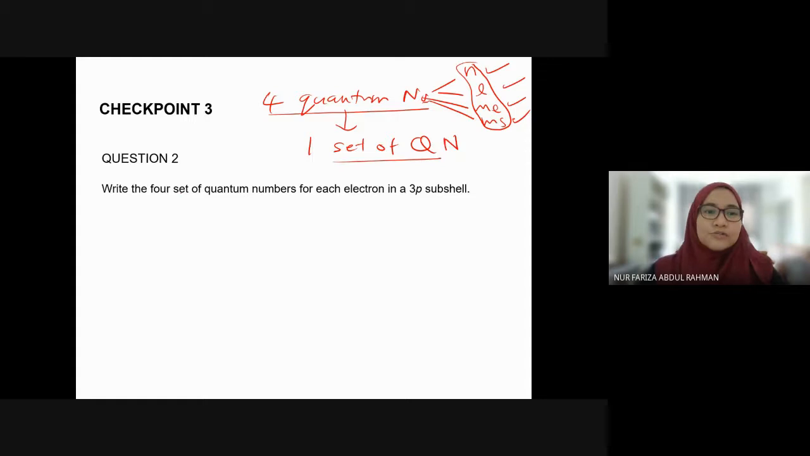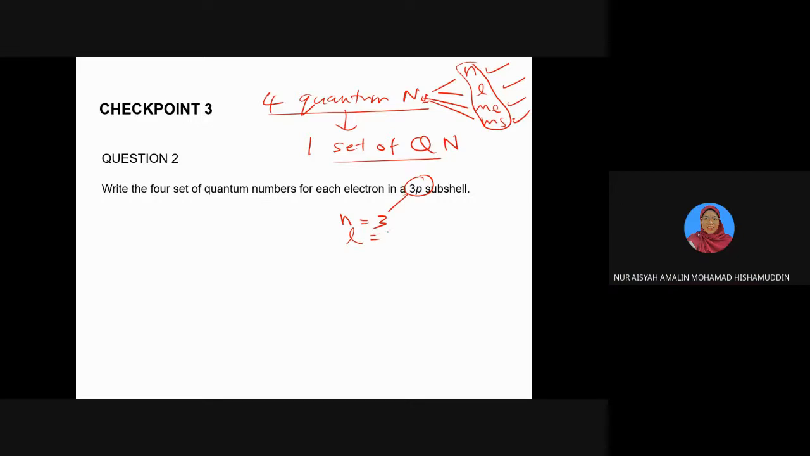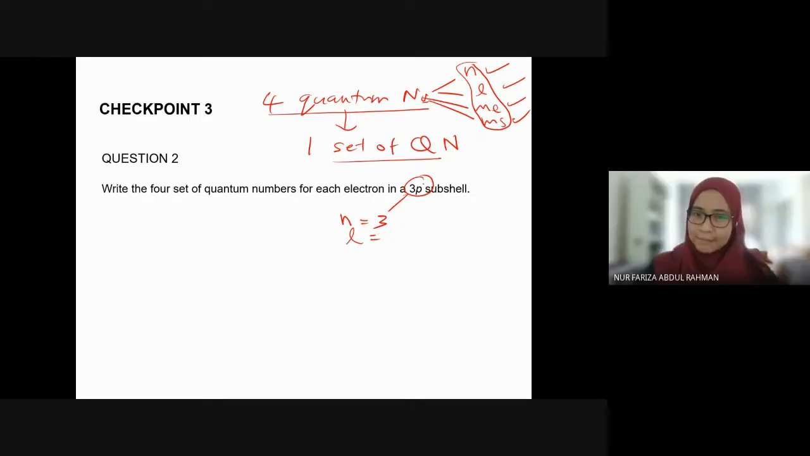Alright. So to answer this question, write the four set of quantum numbers for each electron in a 3p subshell. So how many electrons are there in the 3p subshell? We have the subshell is 3p. That means we know that N is equal to 3. How about the L? So what's the value of L, guys? 0, 1, 2? Based on this given subshell, it is already specified that it is 3p. Yes, it should be 1.